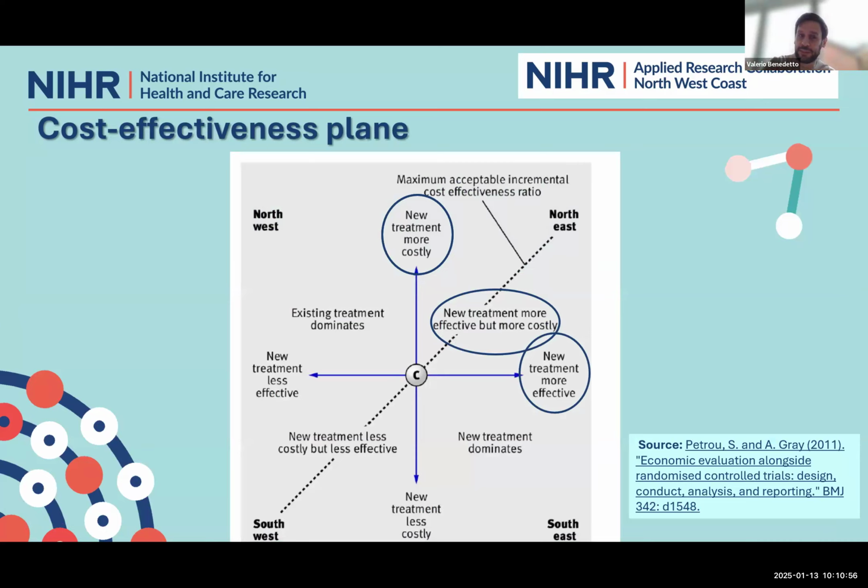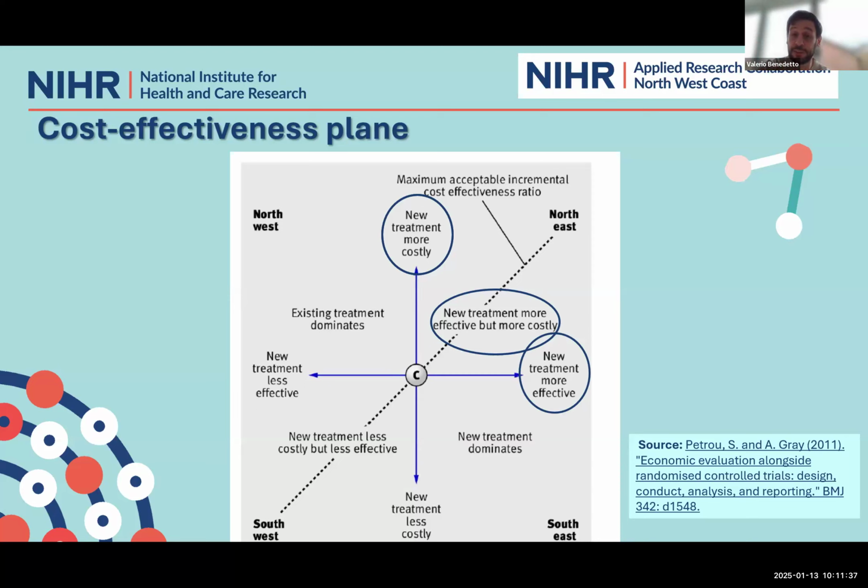You will probably remember this diagram we discussed in the previous session, the cost effectiveness plane. With this particular economic evaluation, we are now sitting in the northeast quadrant, where the new treatment is more costly and at the same time more effective. So we have this trade-off between cost and effectiveness, and we need to make a decision whether we are going to accept the new treatment or not. Andy will talk later about a particular concept, the willingness to pay threshold, which will help us understand whether we can consider the new treatment to be cost effective or not.